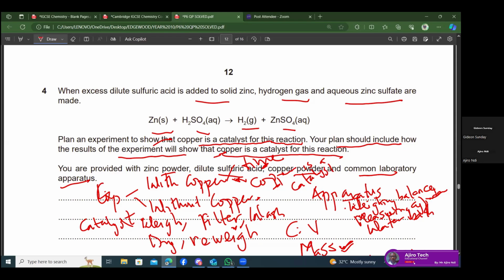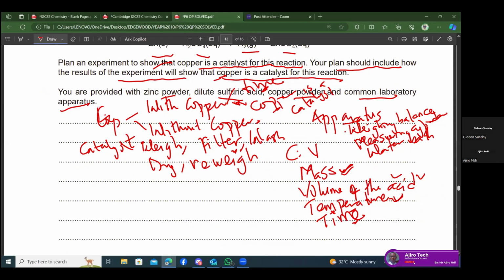The first thing I always encourage students to do is to list out all the apparatus you'll be needing. Of course, you have to weigh the zinc, and you equally have to weigh the catalyst, because when you're testing a catalyst, remember the definition of a catalyst. It speeds up the rate of reaction and it remains chemically unchanged. That means the mass of the catalyst at the beginning must be the same as the mass of the catalyst at the end. So you need to weigh your catalyst. Of course, you need to measure the volume of the acid, and you have to use the same concentration of the acid, and then you need a water bath if you choose to heat, as the case may be.